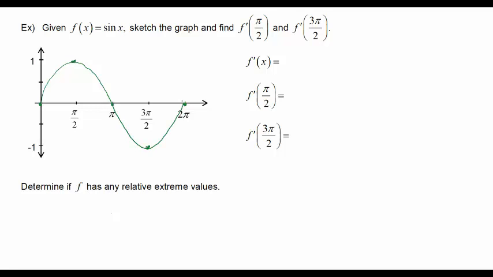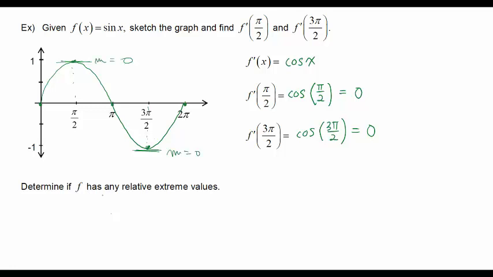Now, what's the derivative of sine x? f prime of x is cosine of x. So what's f prime of pi over 2? That will be cosine of pi over 2. Don't look at this graph; this is sine x. So what's cosine of pi over 2? Cosine of pi over 2 is actually 0. And do you remember what the cosine of 3 pi over 2 is? Cosine of 3 pi over 2 is also 0. And you can actually look at the graph: the slope of the tangent line at pi over 2 will be 0, and the slope of the tangent line at x equals 3 pi over 2 will also be 0.